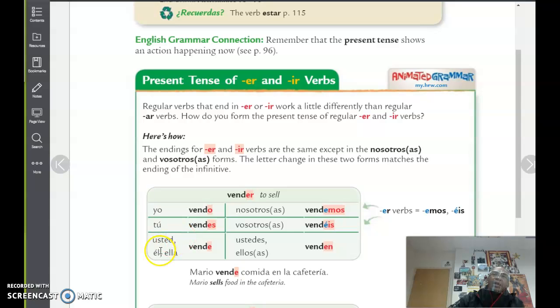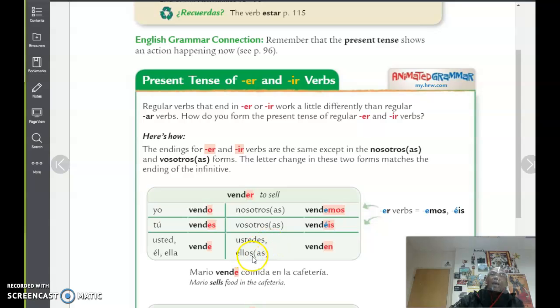Usted, él, ella will always share the same form of the verb. So here will be an E. Vende. He or she sells. Nosotros or nosotras is vendemos. Now here are the only two places where they have their own endings: emos is for ER and imos is for IR. Vosotros vendéis, you all sell.